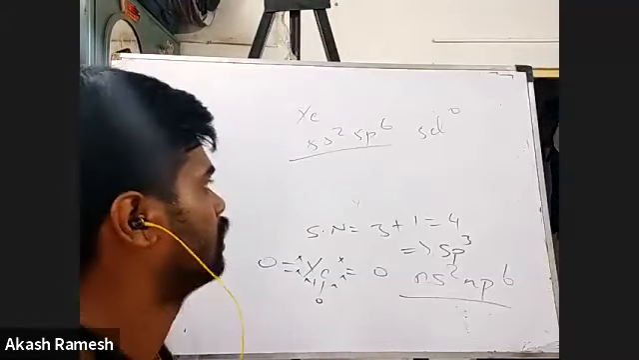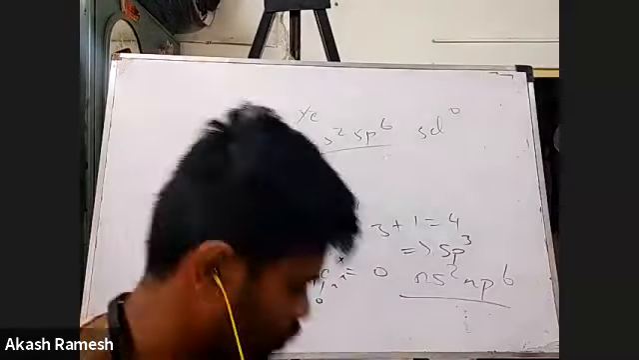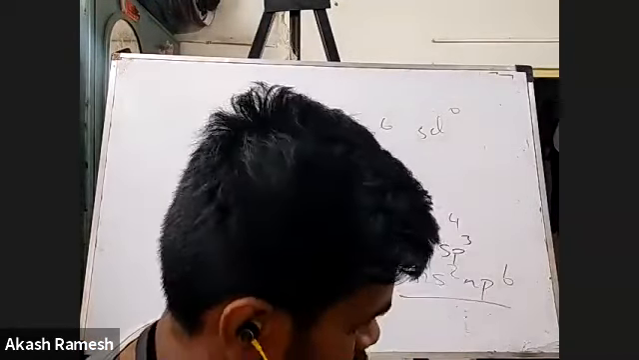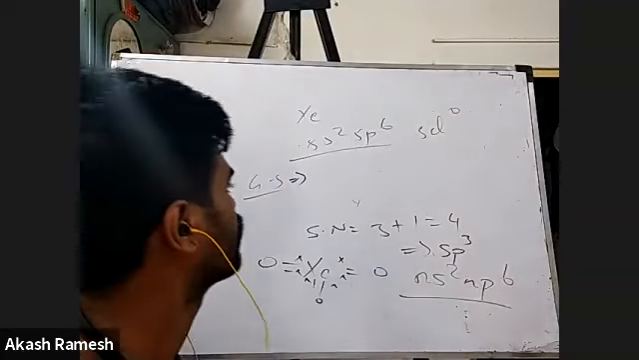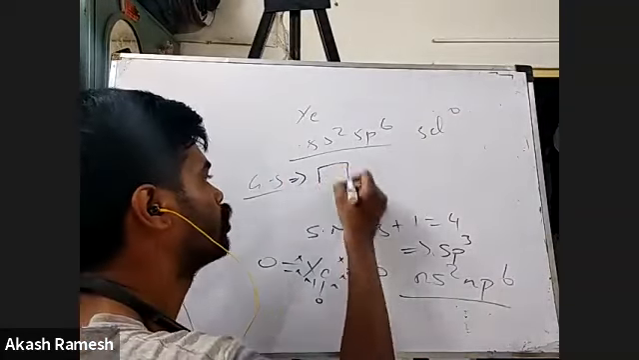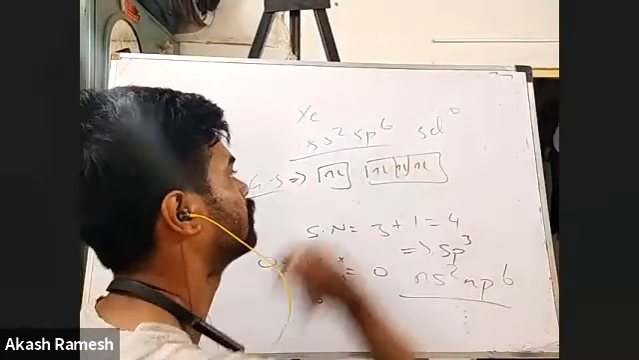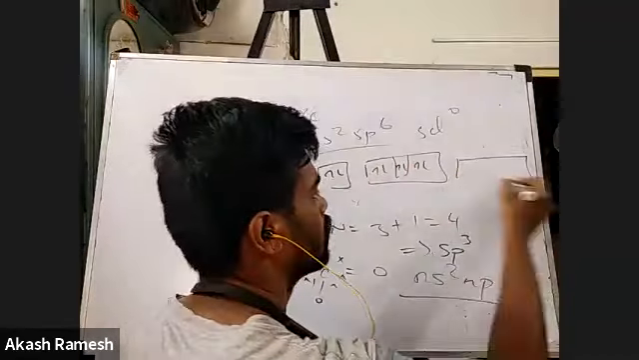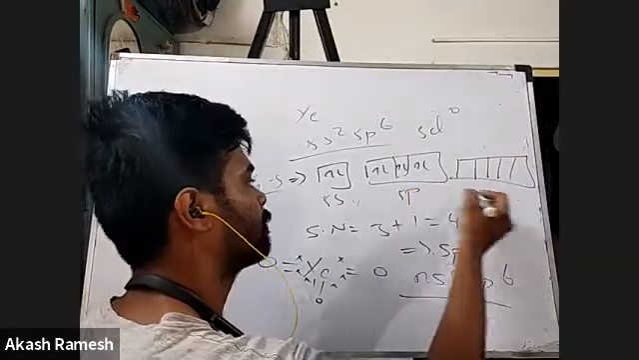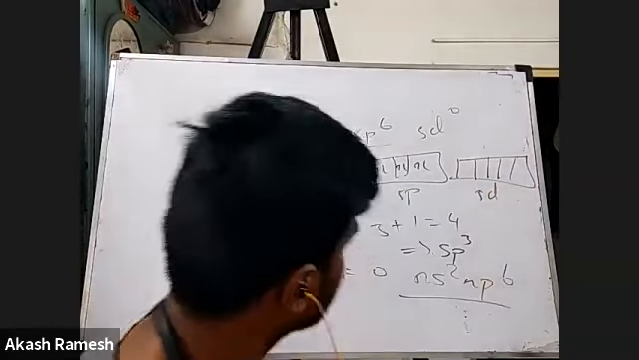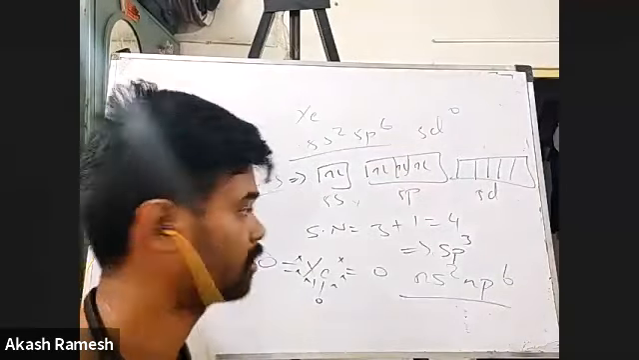Done. Okay. So now let me draw the ground state configuration for xenon. I have 2 electrons in 5s, 6 electrons in 5p. This is my 5s, 5p, 5d. All these are my orbitals in ground state.